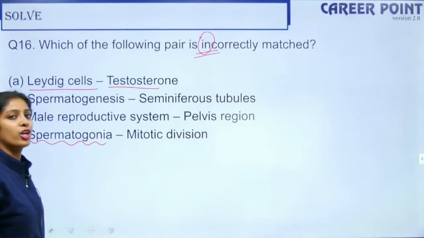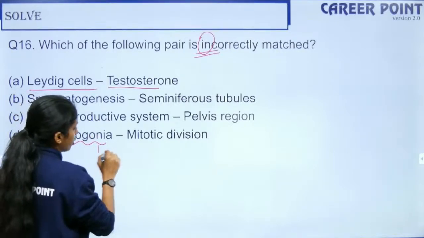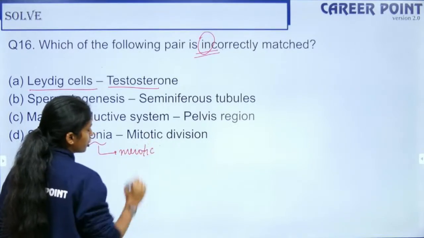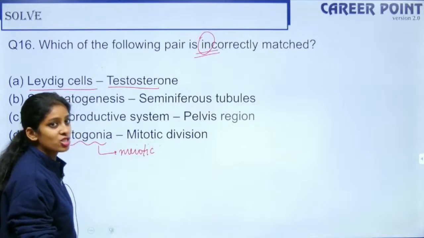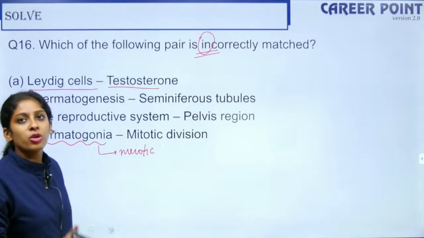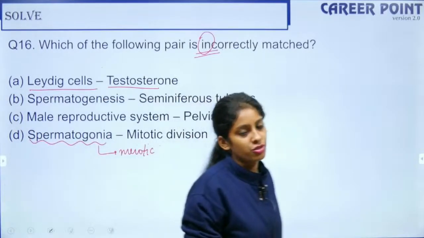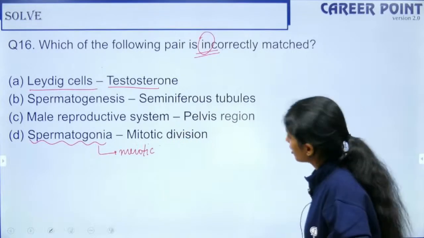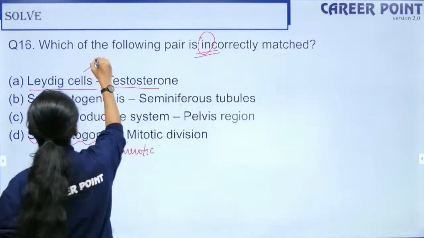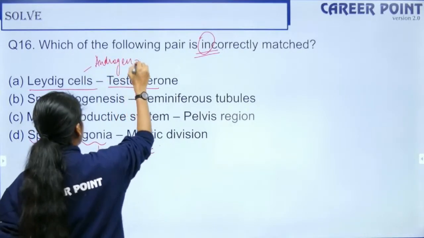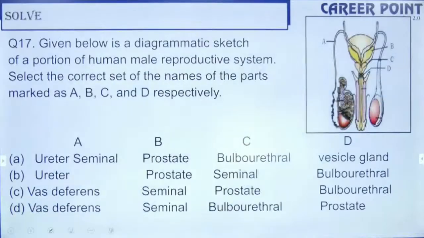Spermatogonia, initially it undergoes mitotic division, but it also undergoes meiotic division, not only mitotic division. So here this is wrong, this is not completely wrong, okay. But yes, initially spermatogonia also undergoes mitotic division, right? And it also undergoes meiotic division, so that is not mentioned. No, Leydig cells produce your androgens. The most important androgen is your testosterone. This is right.